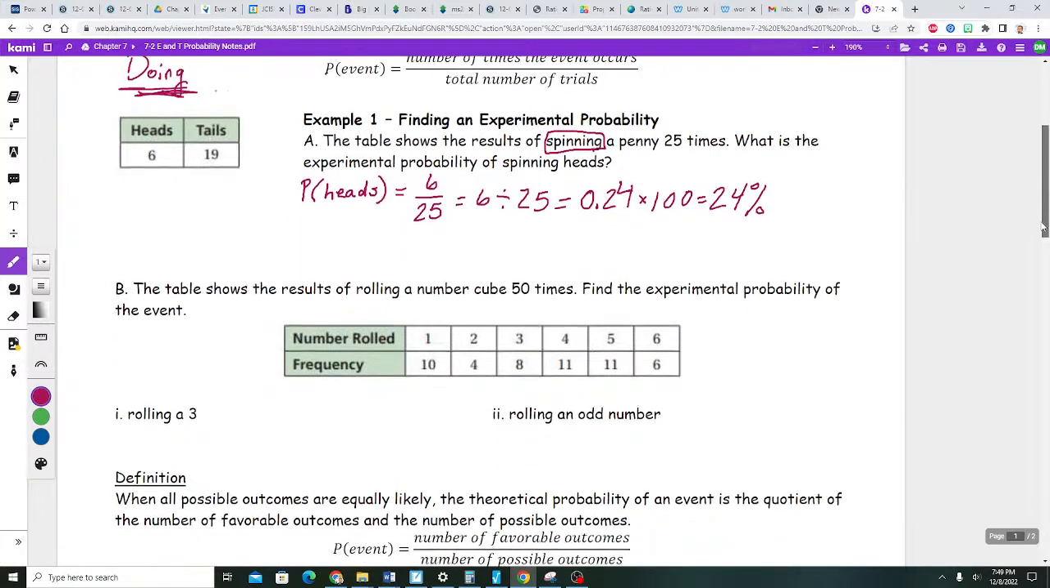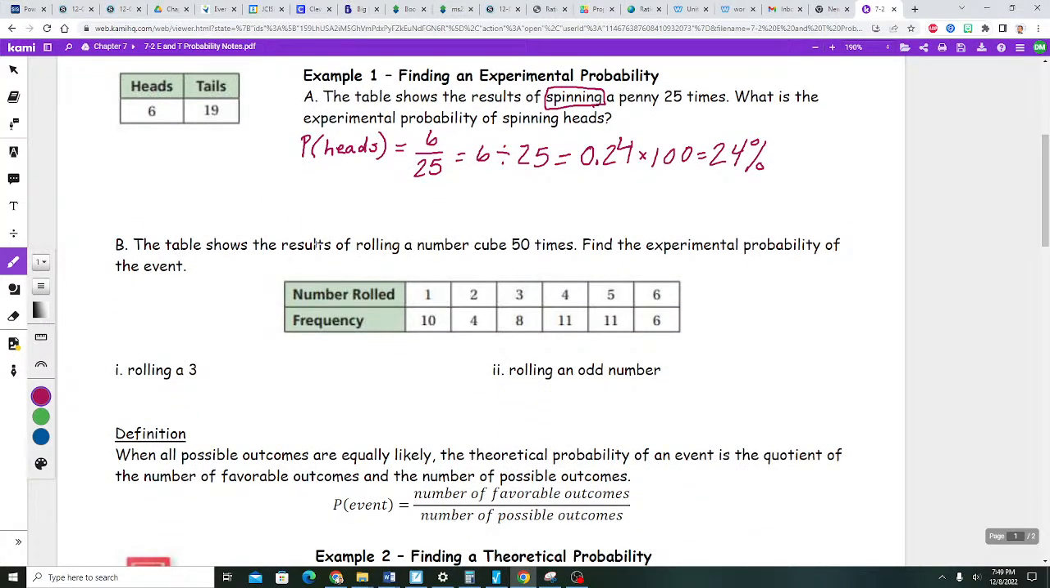Now, down here we've got this. The table shows the results of rolling a number cube. Now, a number cube is typically a die. It's just that they don't call them dies for some reason in a lot of textbooks that I don't understand why. But we roll it 50 times. Find the experimental probability of the event. So this die gets rolled 50 times, and out of that we want to find out the probability of rolling a 3. So we look at the table, we get 8 times out of 50.